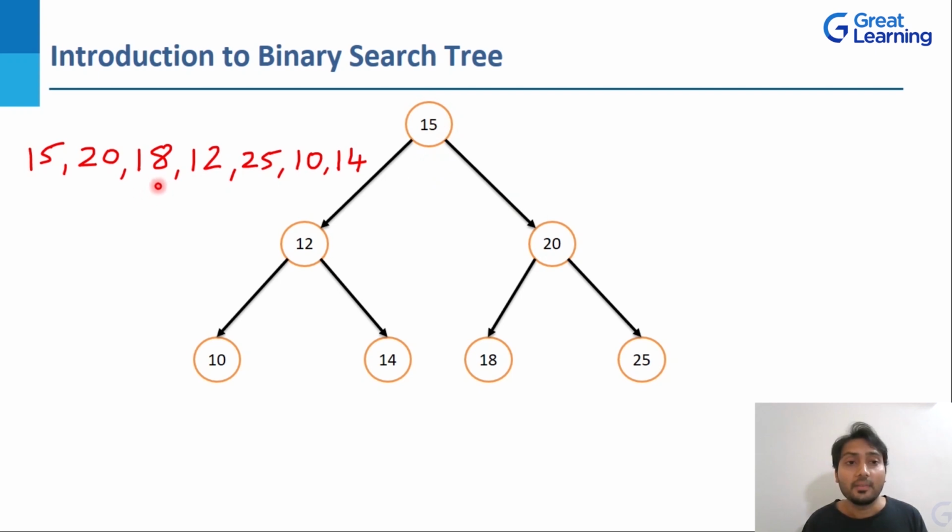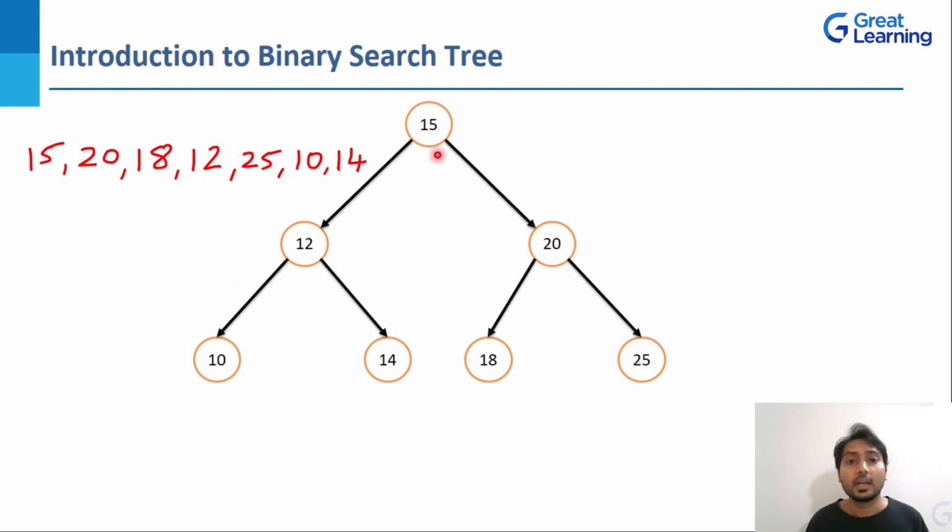Next up, what do we have? We have 18. When you compare 18 with 15, again 18 is greater. So simply move to the right side. Now compare 18 with 20. Is it greater or smaller? Smaller. So what we have to do is simply move to the left side and place the value 18 here. Got it?